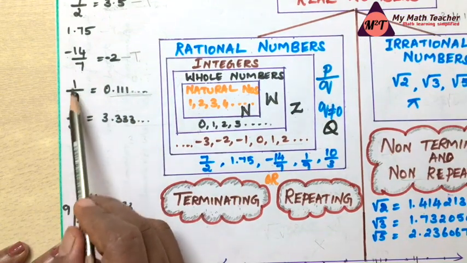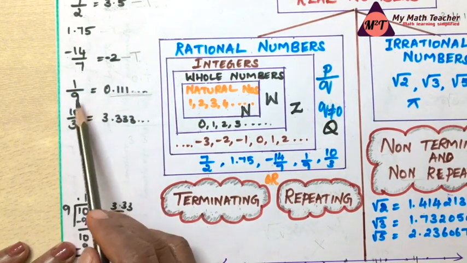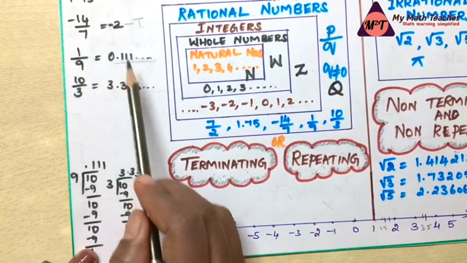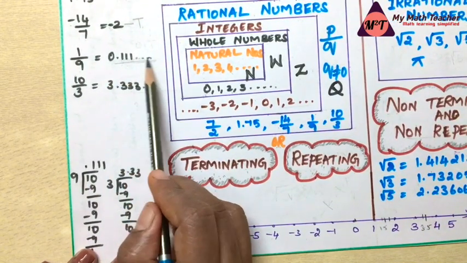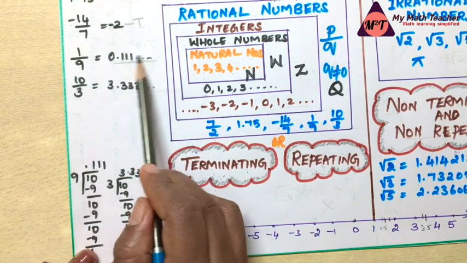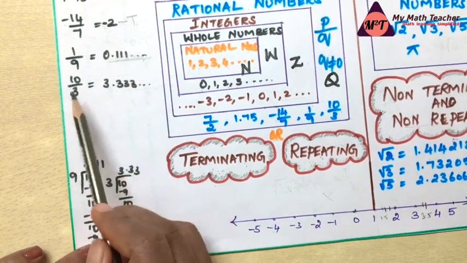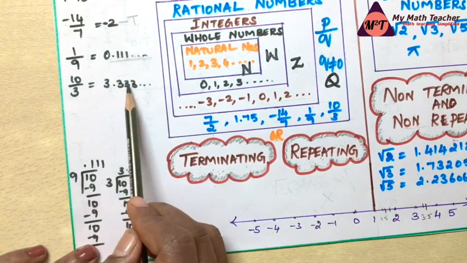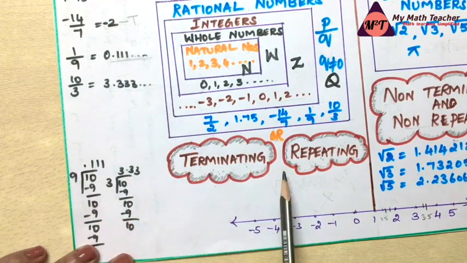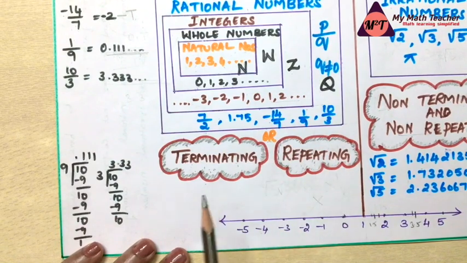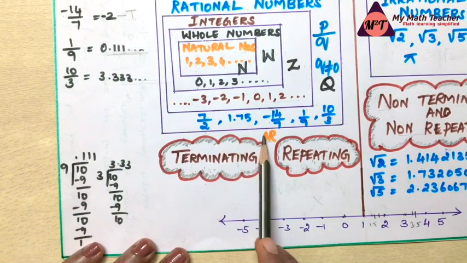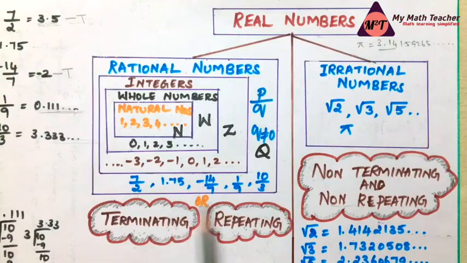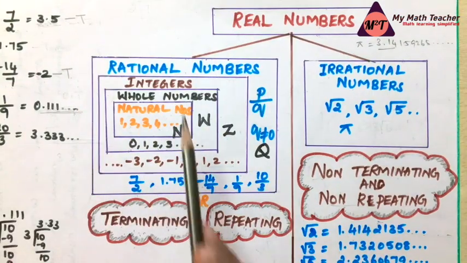Now take this rational number 1 divided by 9. When we divide, the answer is 0.111 and the division is not coming to an end at all. So it keeps on repeating. The same for 10 by 3 as well. We can see it will be 3.333 and it keeps on repeating. So what we can understand is rational numbers may be either terminating or repeating. These are called rational numbers.